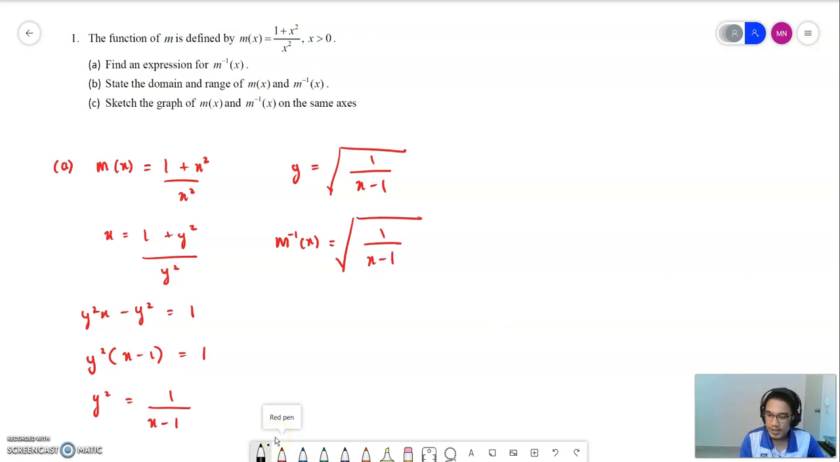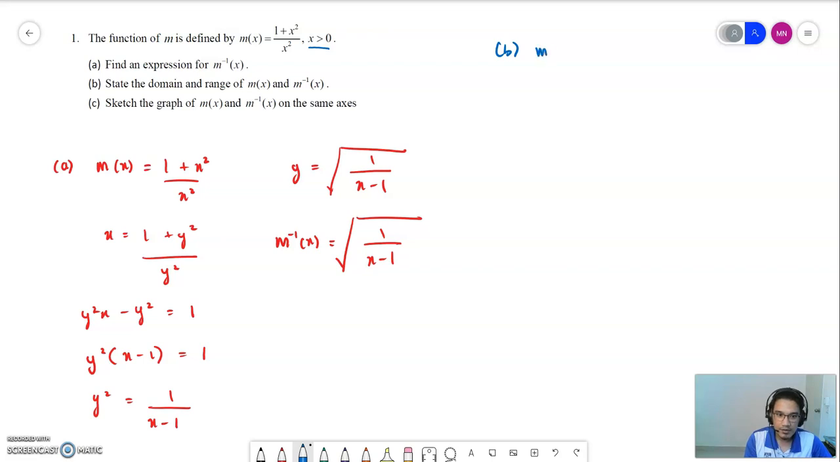Okay, then next, for question B, find the domain and range for m(x) and m inverse of x. The question has already mentioned to you that the value of x must always be bigger than 0. So that means there is no graph in the region where x is negative. Okay, state the domain and range for m(x).